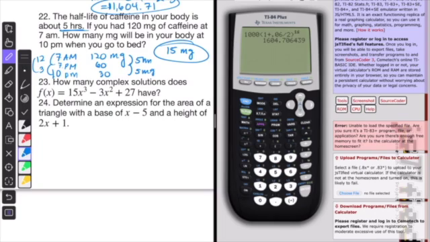23, how many complex solutions does this have? Well, it's a polynomial. Its highest degree is 3. So the answer is 3.